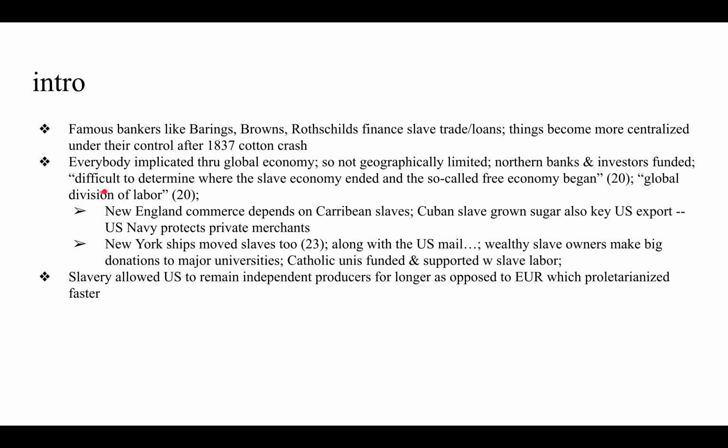So the authors say, it's difficult to determine where the slave economy ended and the so-called free economy began. That's a great quote here that illustrates as well what they also mention, the global division of labor. This kind of really, I think, even summarizes maybe the main point of the book. We'll get into some of this a little bit later, but this last point here is also worth mentioning, that slavery allowed the U.S.